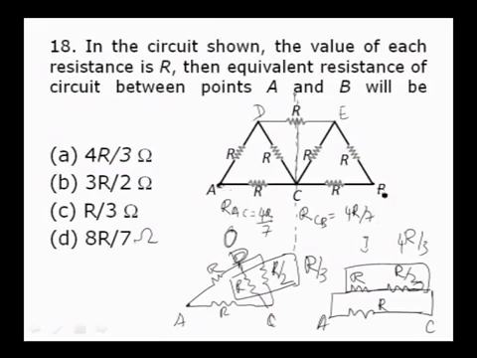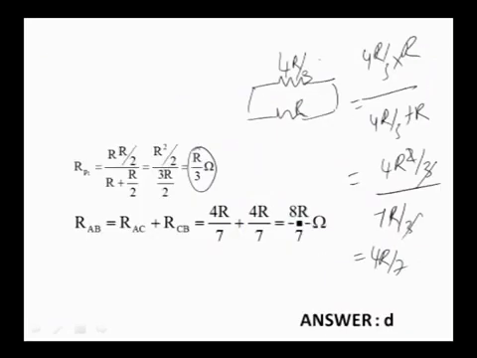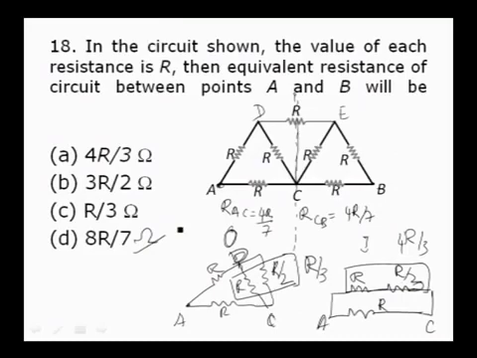Then they are in series, so you are going to add. Adding means multiplying by 2, and we get the effective resistance RAB, which is equal to this plus this. If you add these two, we get 8R divided by 7. So this is a lengthy problem. The correct option for this question is D.